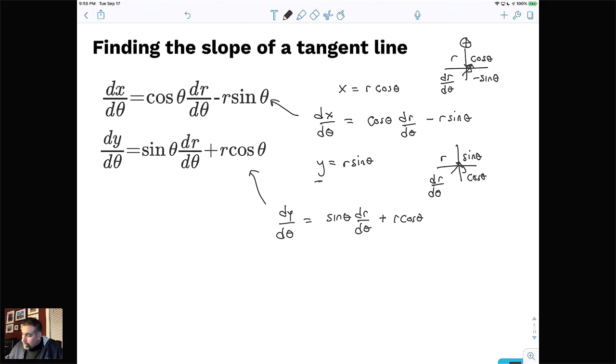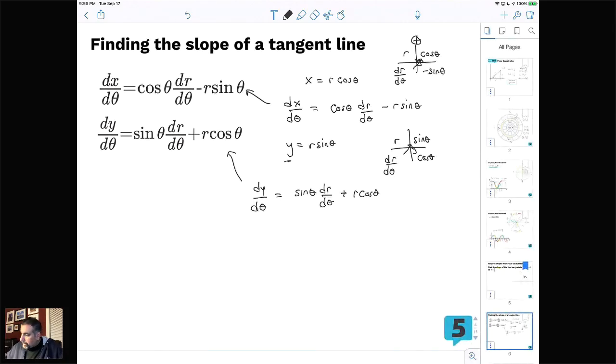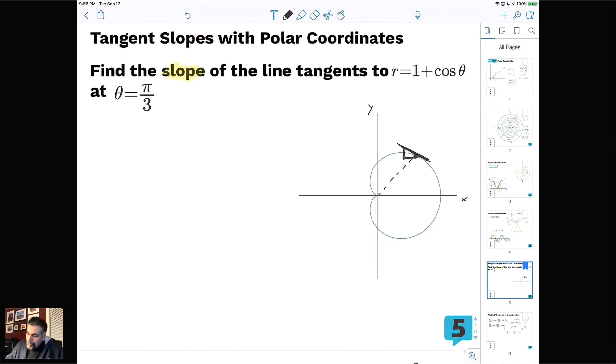So once you know these two expressions, remember, we were looking for dy over dx. So dy over dx ends up coming from the fact that we can take the derivative of x with respect to theta. We can find the derivative of y with respect to theta.